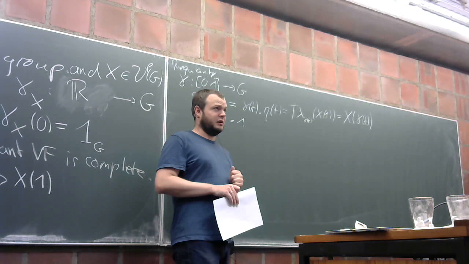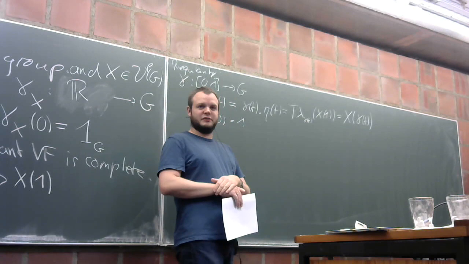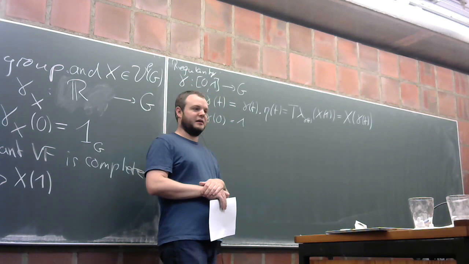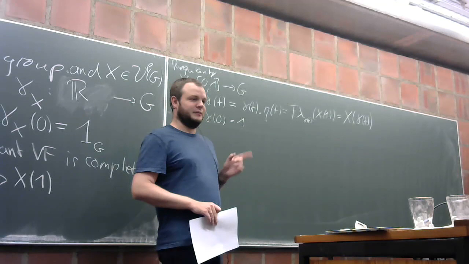90s, I think 1997, also by Krieger and Michor, which slightly predates the book and was called Regular Infinite Dimensional Lie Groups. And there, the purpose of this article is to establish all of these results. And actually, this article is the later book chapter, with some modifications.